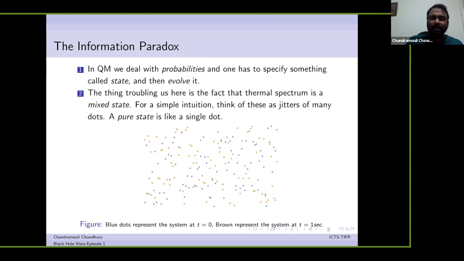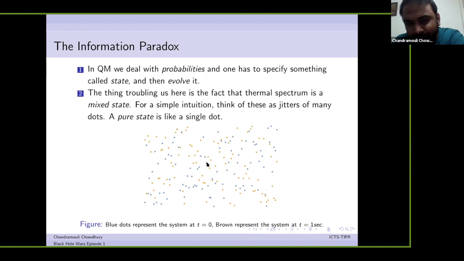But the important point, the only thing that you need to focus on, is that quantum mechanics tells you, and from the intuitive picture as you see, that a pure state can never evolve to a mixed state by following the process of unitary time evolution. So if you start with a single blue dot, you'll never end up getting multiple brown dots.